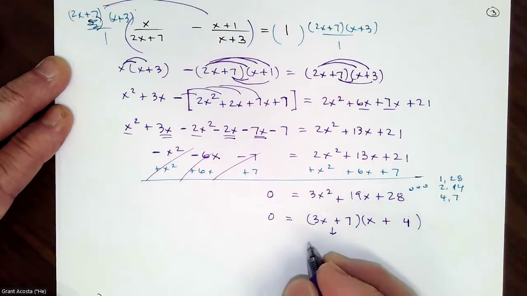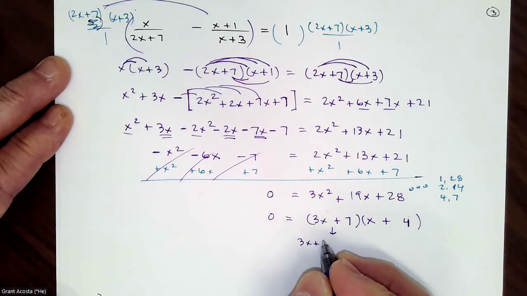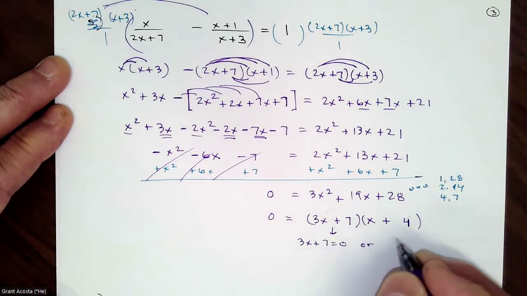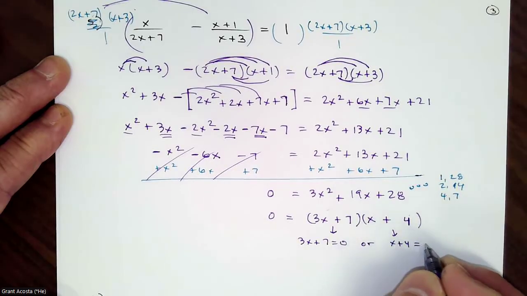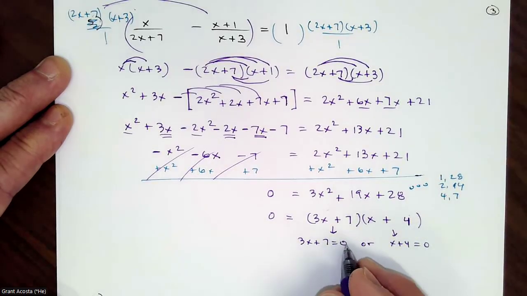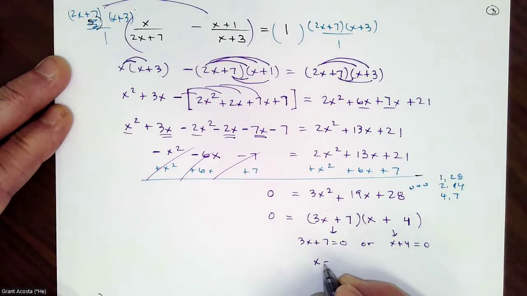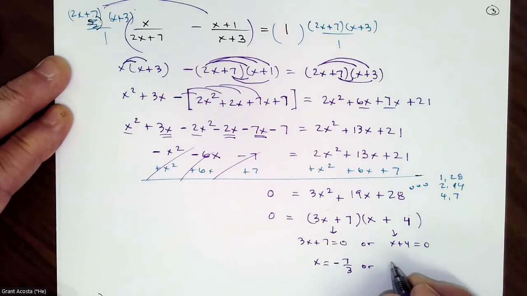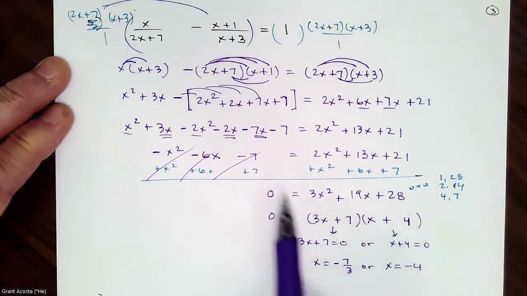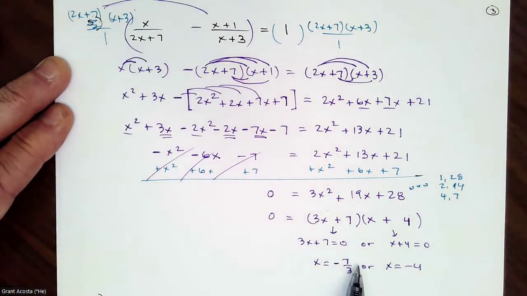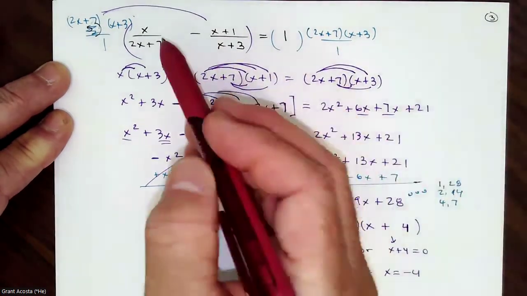And then zero product properties. So I set 3x plus 7 equal to 0, or x plus 4 equal to 0. Subtract the 7, divide by 3. So one answer is negative 7/3, or x equals negative 4. Ooh, what did I forget to do? Is that allowed? Right? My restricted values, I forgot to do that at the beginning.